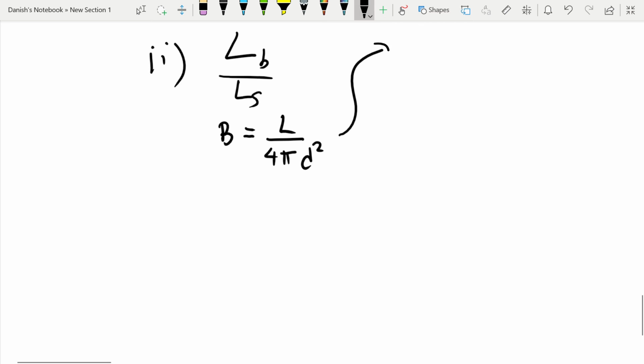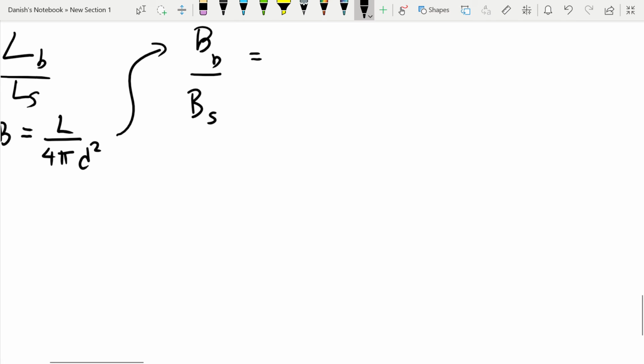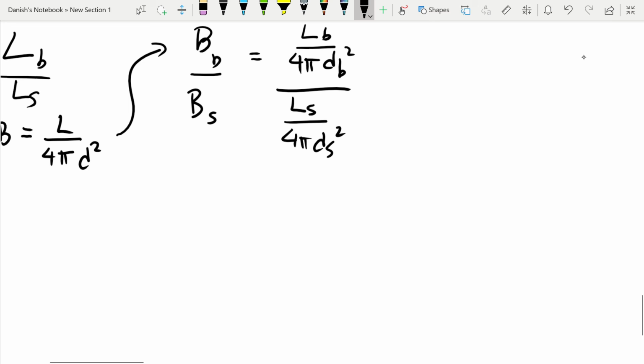So this leads us to this. Brightness of Barnard star over brightness of the sun. And this will become a little complicated, and you will see why in a second. So we will have the first brightness equation over the second brightness equation. And this refers to the radius of the Barnard star, and this refers to the radius of the sun, essentially.